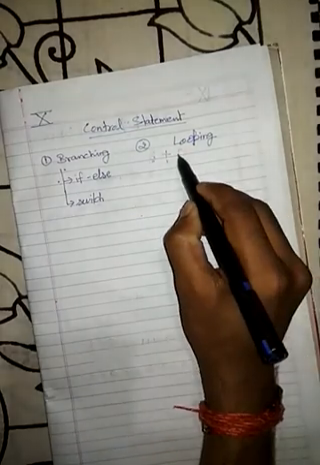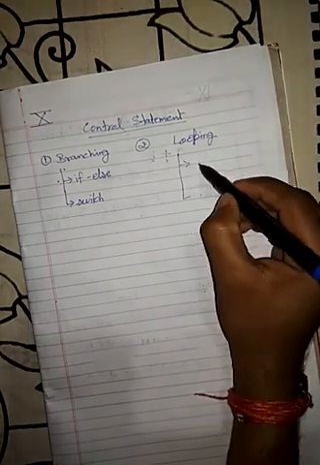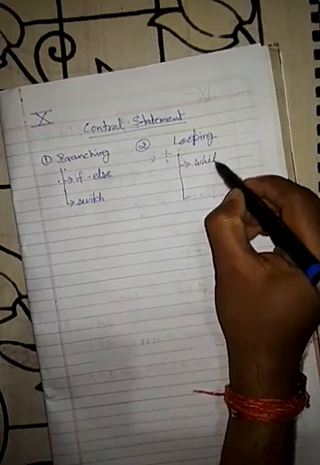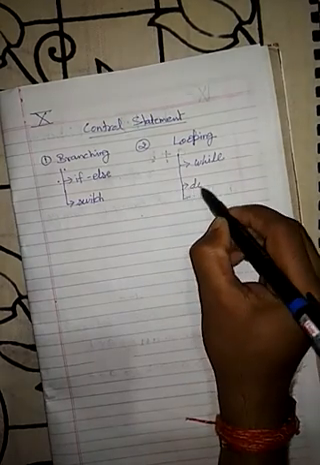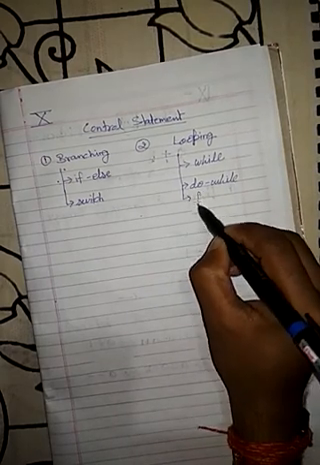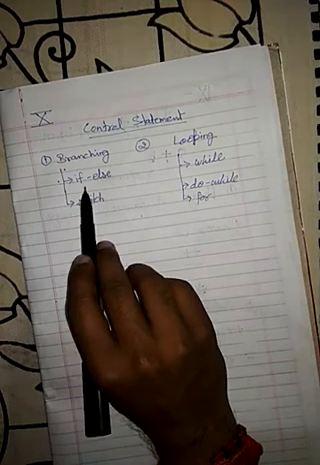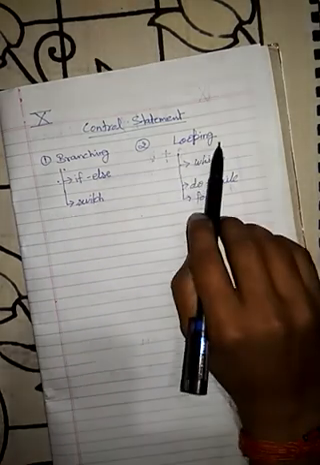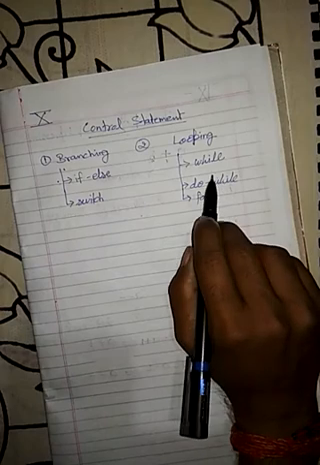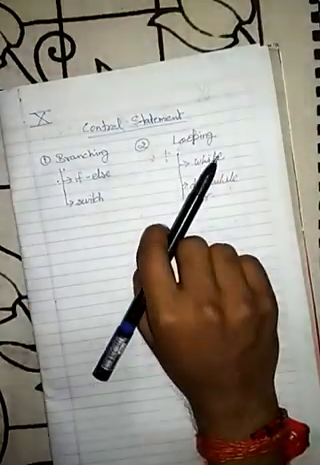And the second, looping control statements, also contain three basic statements in Java. The first one is while, the second is do while, and the third is for. It means in branching we will use two statements, if else and switch case, and in looping we will use three statements, while, do while, and for. In the previous class you have already studied all these statements.